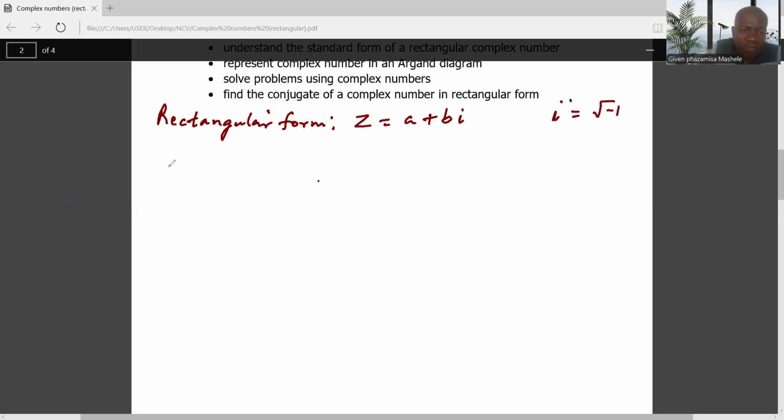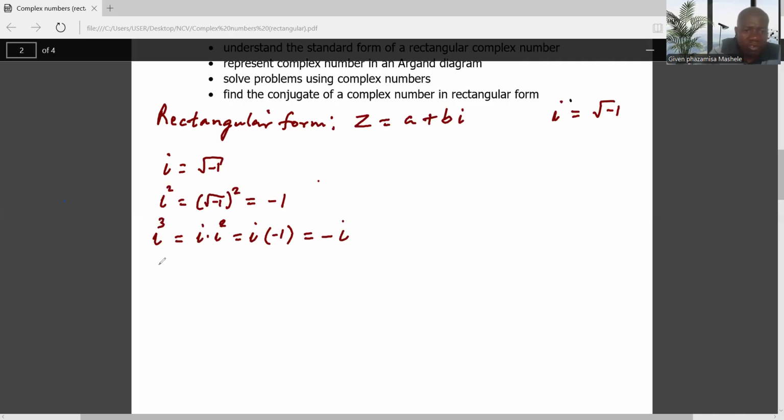Now, if i is the root of -1, how about i squared? Obviously, to make i squared we have to square the root of -1, so this will be -1. How about i cubed? The i cubed will be i multiplied by i squared, which is i times -1, which gives us -i.